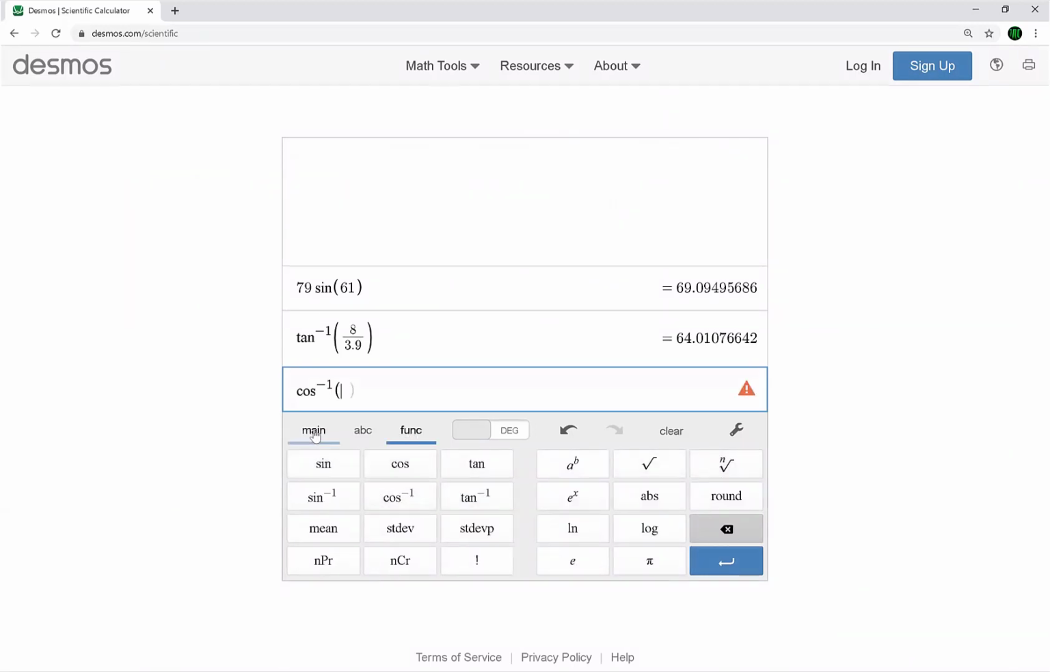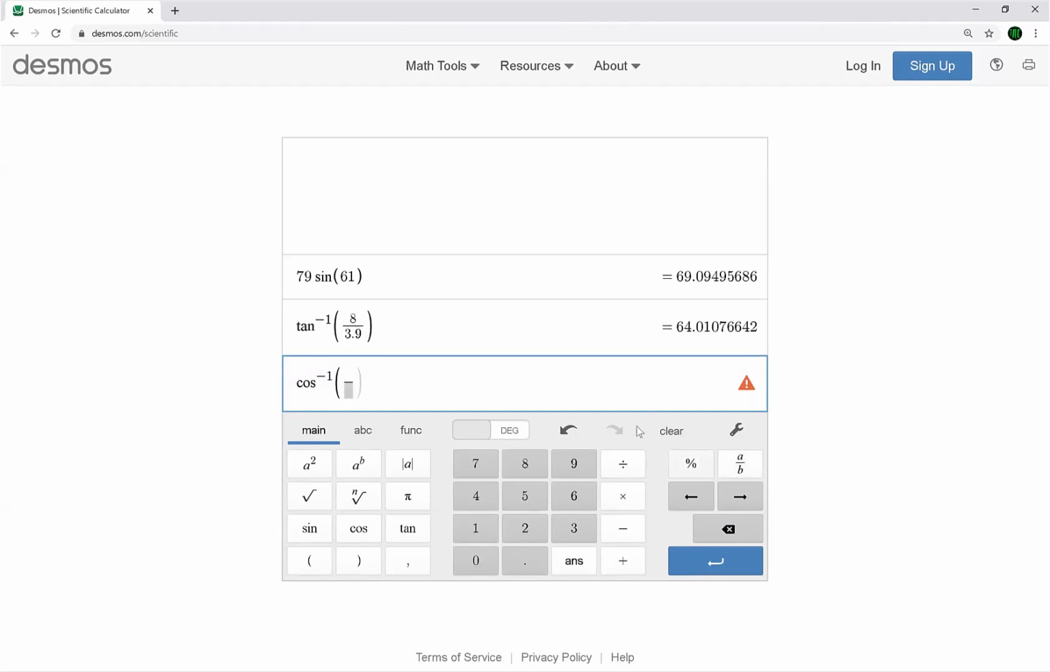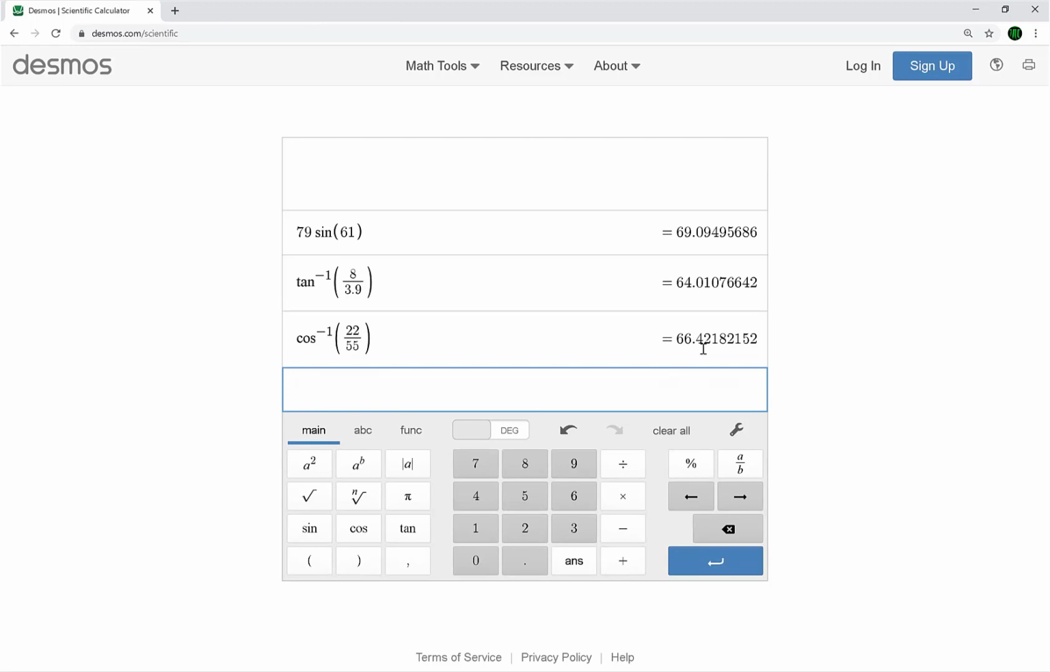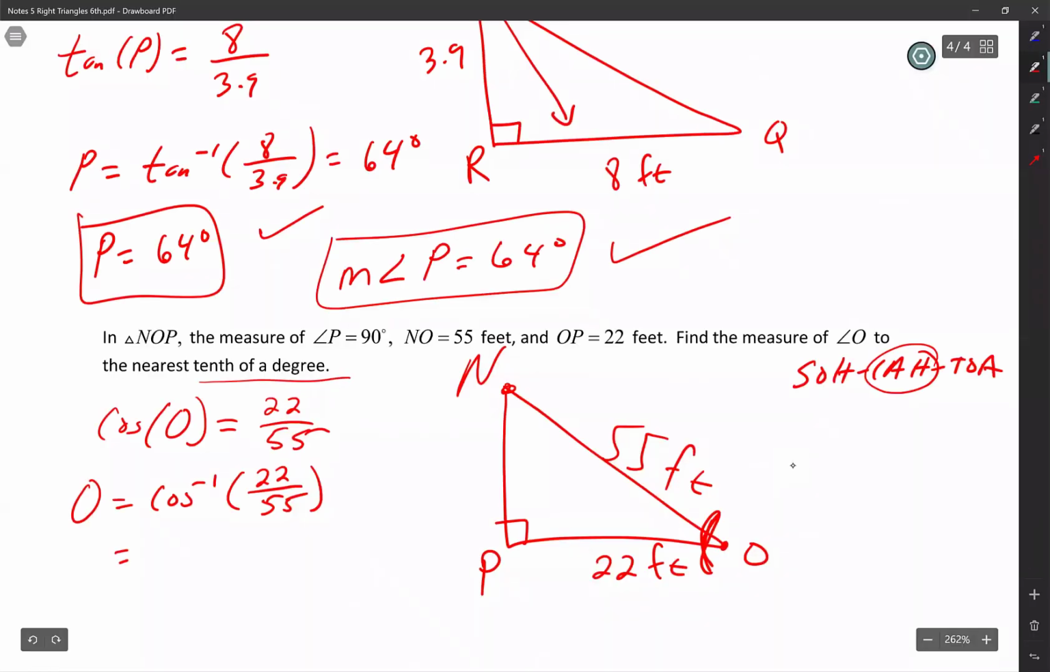And again, short-term memory. I already forgot what I had on the inside. Can someone hook me up? 22/55. I'll push enter, and there it is, 66.4218. But I think this one said nearest tenth, if I remember correctly. So 66.4. So let me go back to this guy. And yeah, it says nearest tenth. So I'm going to write 66.4 degrees. And that's what O is. If you want to be formal, measure angle O equals 66.4 degrees. It means the same thing.